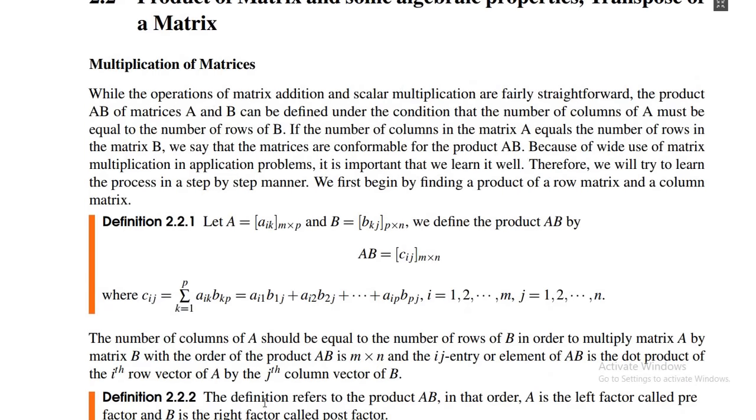Now, the definition refers to the product A times B in that order. A is the left factor, called the pre-factor, and B is the right factor, called the post-factor. That means in the product A times B, in that order, matrix A is the left factor, which is called the pre-factor, and matrix B is the right factor, which is called the post-factor.